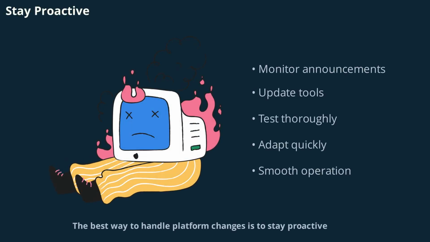The best way to handle platform changes is to stay proactive. Monitor official announcements, update your tools regularly, and test your apps thoroughly. Being prepared means you can adapt quickly and keep your apps running smoothly no matter what changes come next.